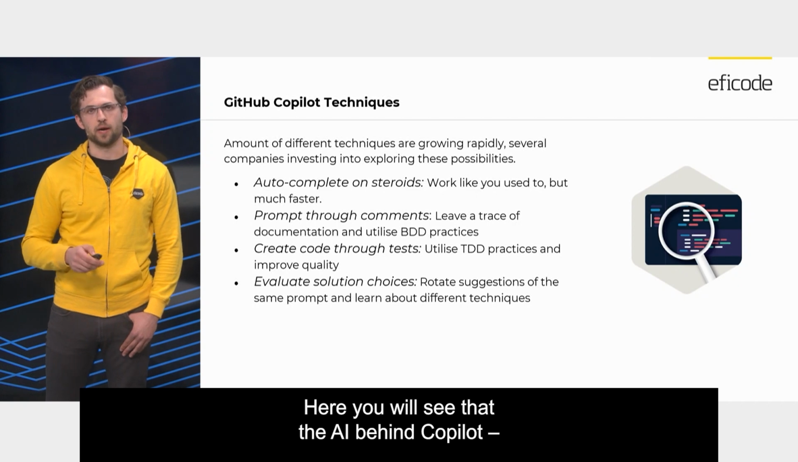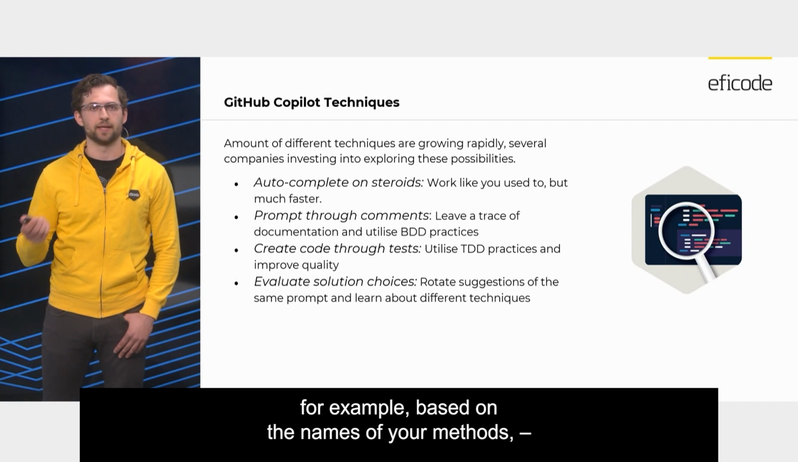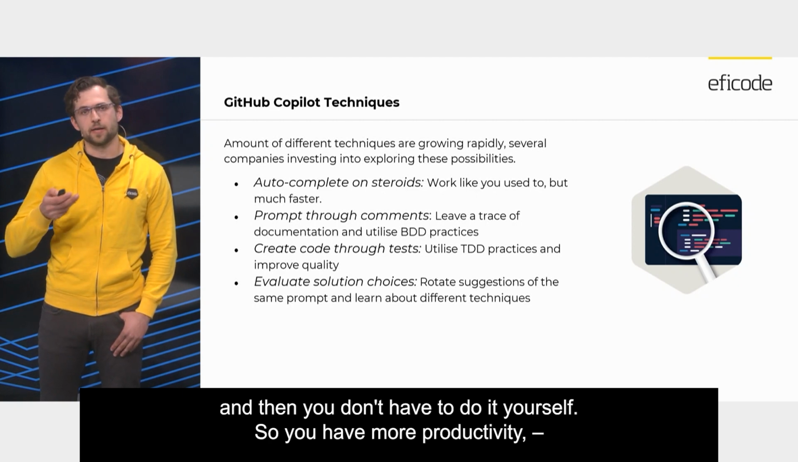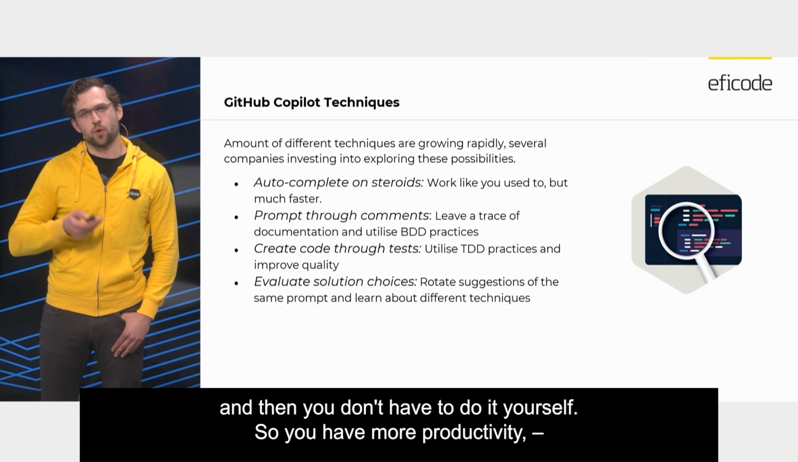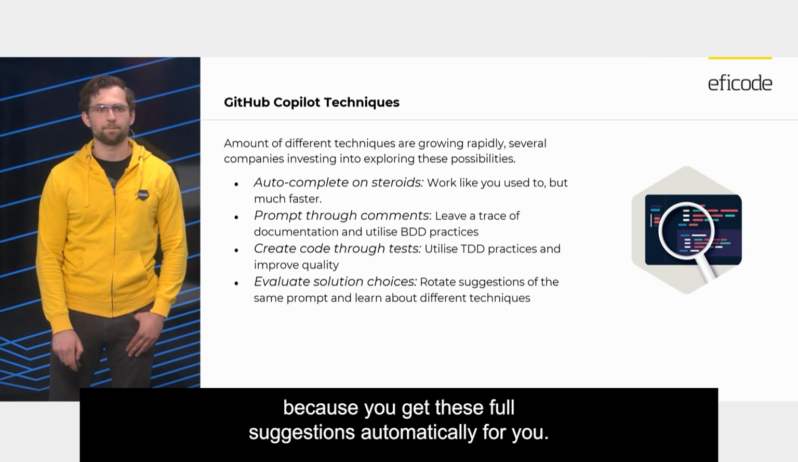So here you will see that Copilot, the AI behind it, actually infers how you should implement your business logic, for example, based on the names of your methods, and then you don't have to do it yourself. So here you see that you have more productivity because you just get these full suggestions automatically for you.